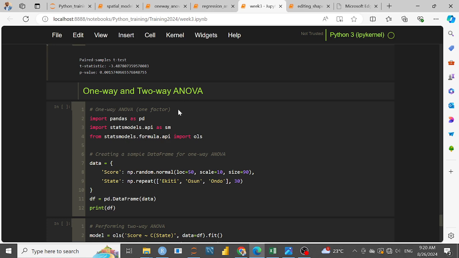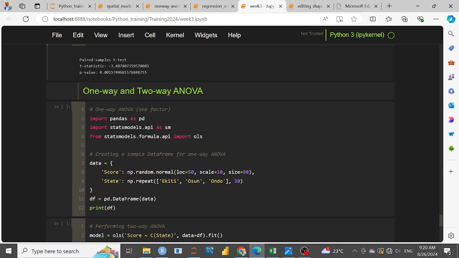ANOVA means analysis of variance. We use ANOVA generally for comparison of means when the number of groups we are considering is more than 2. When it is 2, we use t-test, that is one sample, independent or paired. But when it is more than 2 groups, 3 groups, and so on, we use one-way or two-way. We also have factorial experiments. We have so many of them like that.